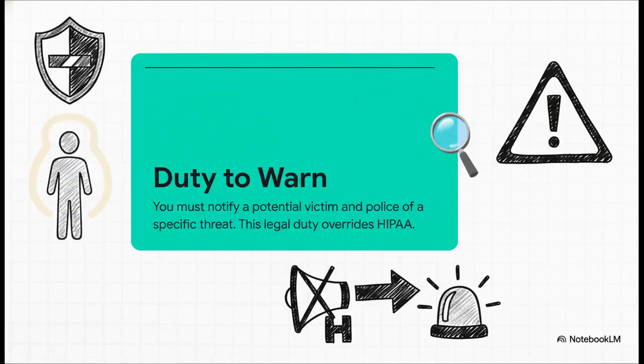Now this is a huge one. This is a critical exception to all those privacy rules we just talked about. It's called the duty to warn and protect. And what it means is this. If your client makes a specific, believable threat against a specific person, your duty to protect that person's life overrides HIPAA. It's no longer confidential. You must report it. This is a massive, non-negotiable public safety responsibility.